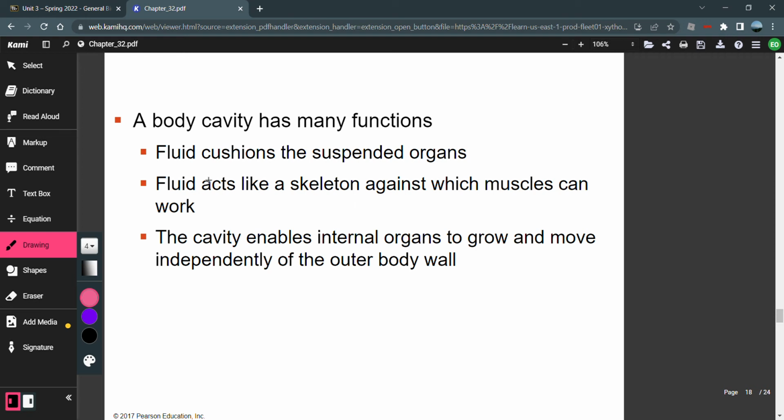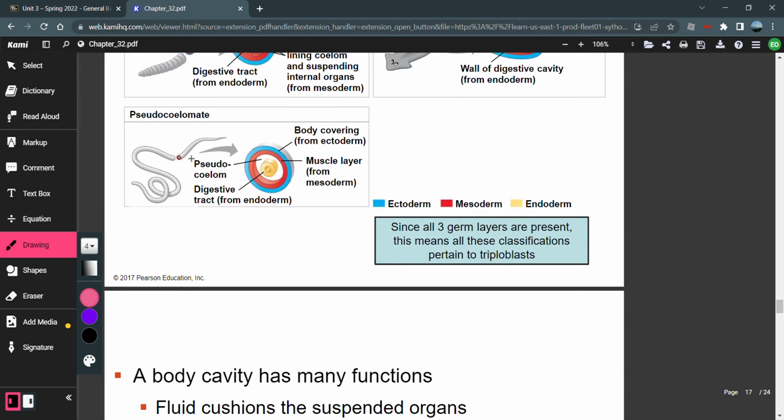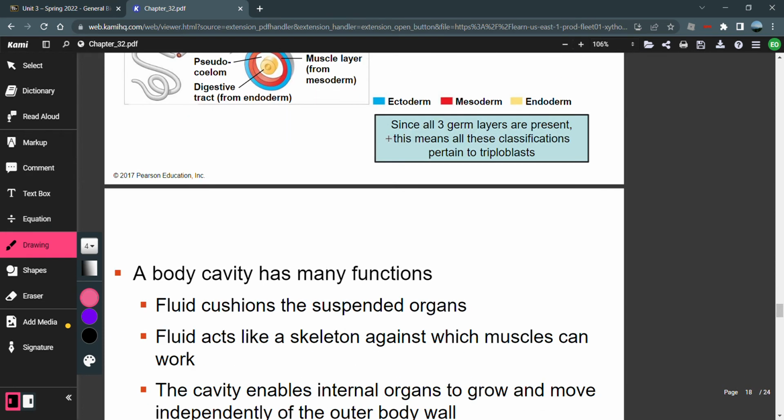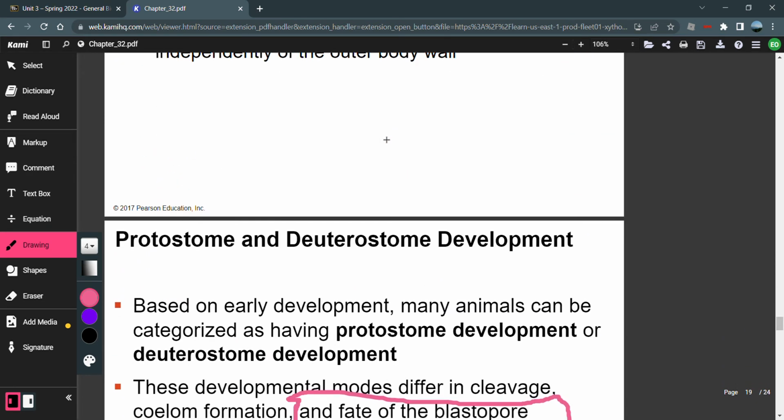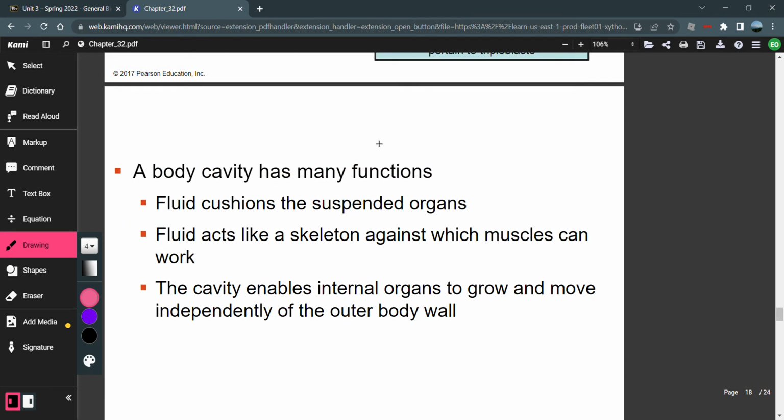So the fluid, as in worms, worms do not, I believe, have bones. So how worms move is that their muscles push against the body cavity in order for them to move.